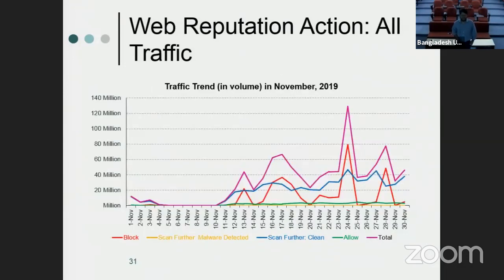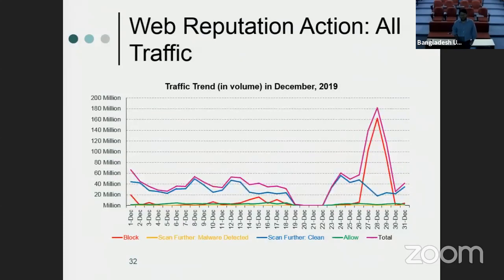This is the similar trend for November, and this is for December. In December, as I said before, we had a very large attack at the end of the month, around the 28th. That gave us a huge spike of blocked traffic, the red line, at the end of the month, which also causes the total volume of data in that month. That attack actually had over 160 million transactions in the same attack.